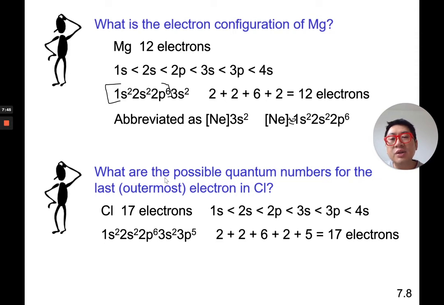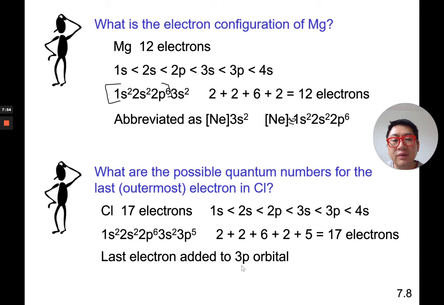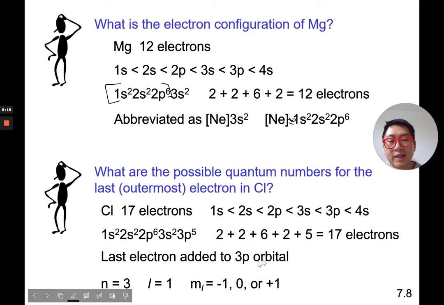Okay, so question. What are possible quantum numbers for the last outermost electron? What is the last outermost electron? It's in that 3p level. The last electron was added to the 3p level. If you drew the arrows, the last arrow would go in the 3p level. 3p means n equals 3. P means L is equal to 1. If L is equal to 1, what are possible values for ML? ML are all the integers from negative L to positive L, or in this case, negative 1 to positive 1.